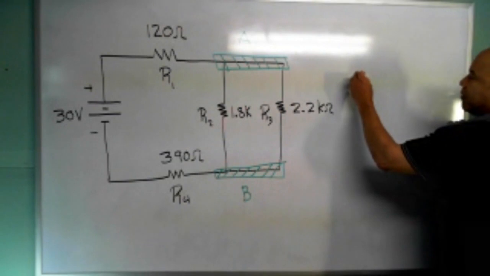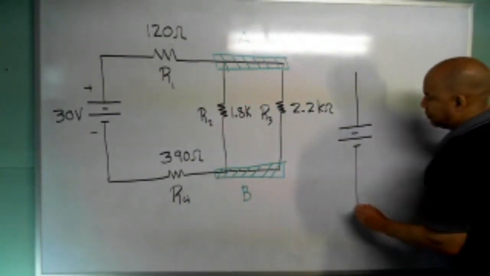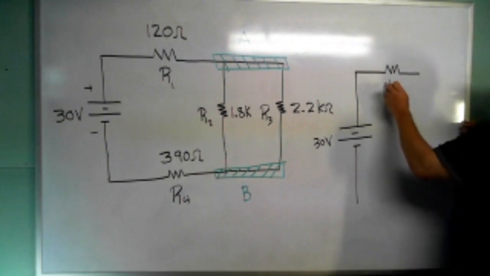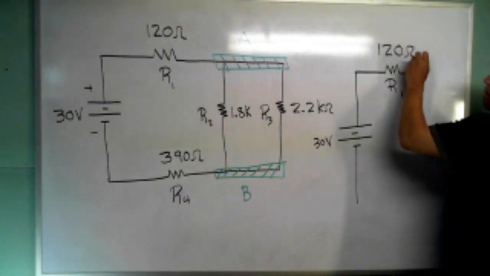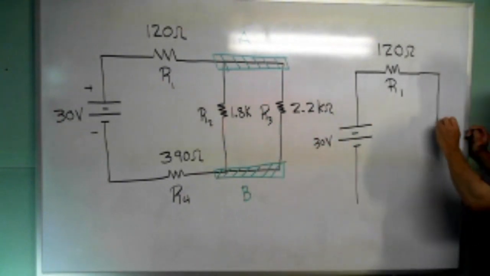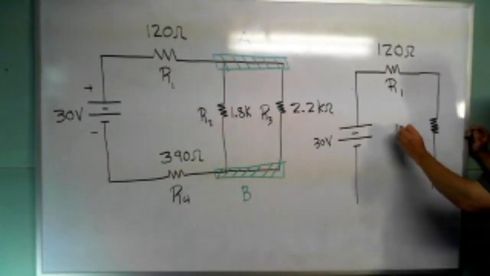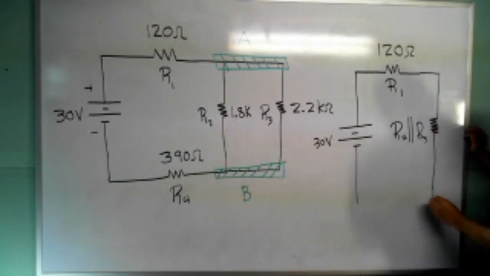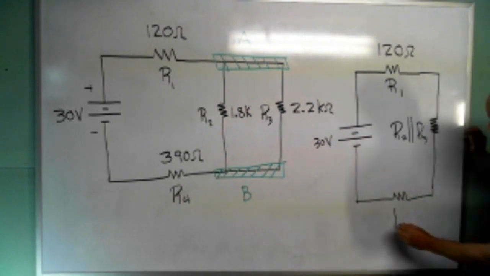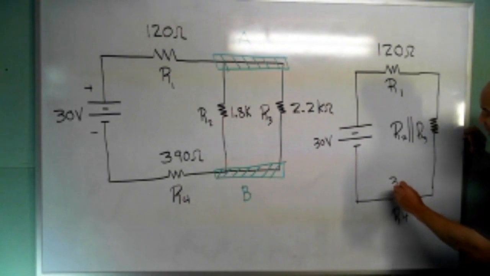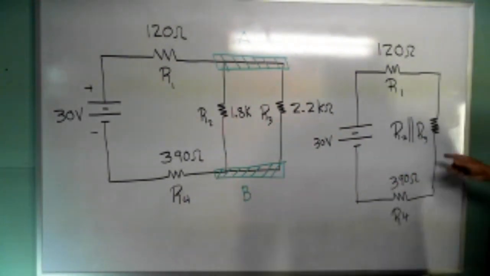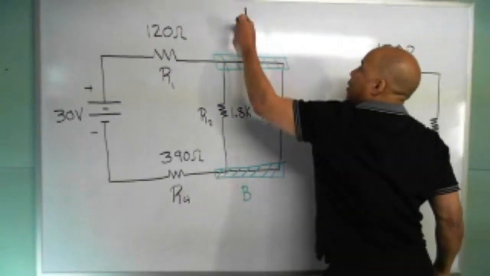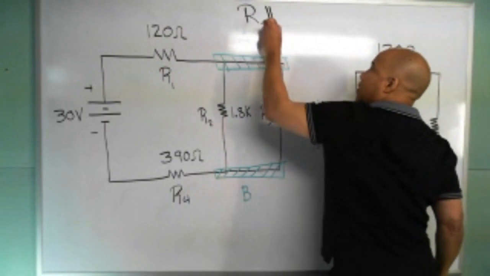Okay, so I have my 30 volts. R1 stays the same. It's 120. These 2, I'm going to combine into one resistor. That's going to be R2 in parallel with R3, its equivalent resistance. And R4 stays the same. That's 390. Okay, so I got to get the equivalent resistance here. I got R2 in parallel with R3.